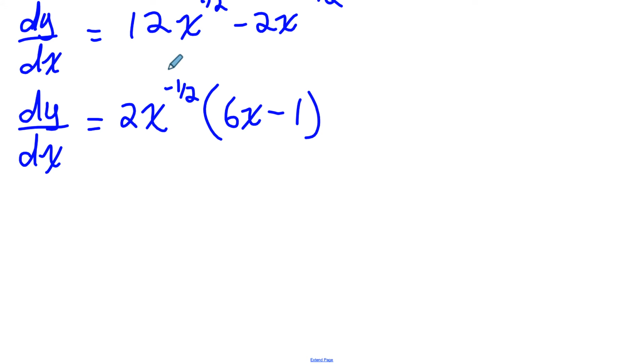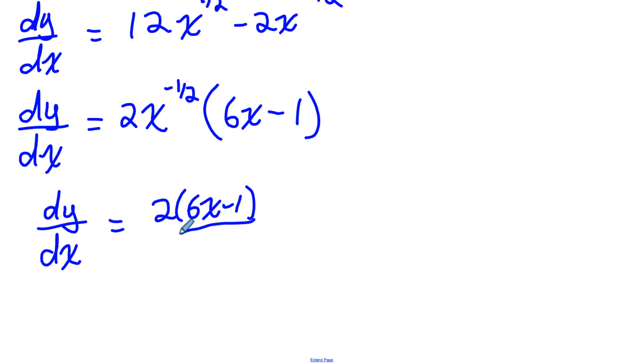I shouldn't leave a final answer with a negative exponent though, so I should take this power that has the negative exponent and move it to the denominator so the exponent becomes positive. So the derivative of y with respect to x would equal 2 times 6x minus 1 over x to the power of positive a half, which I could just write as root x.